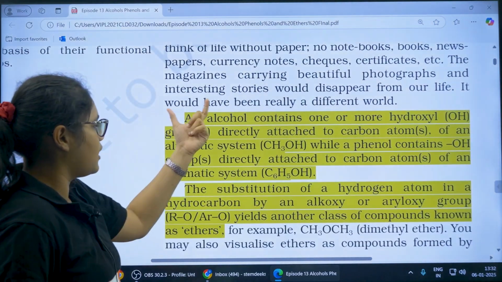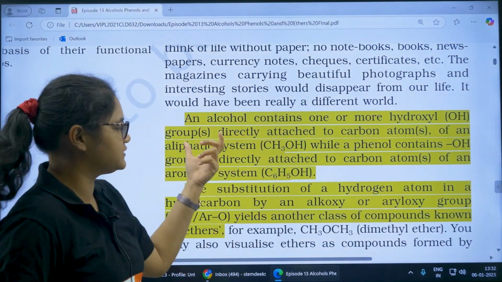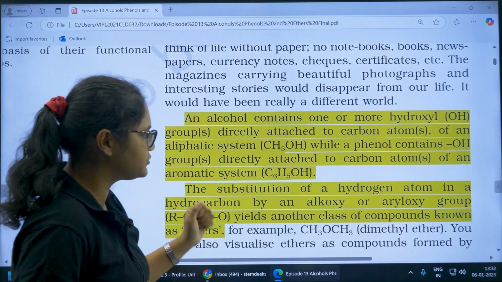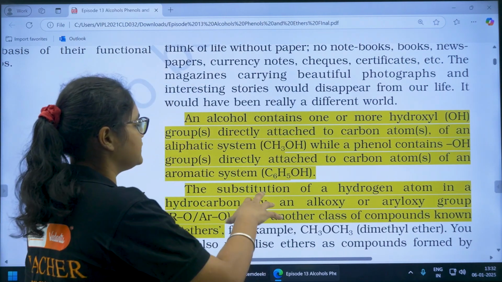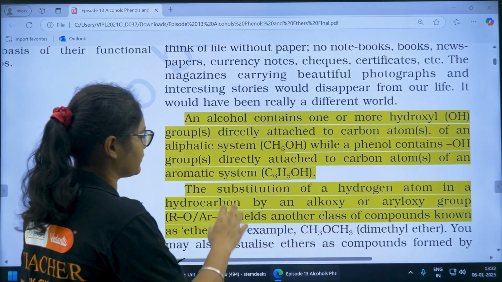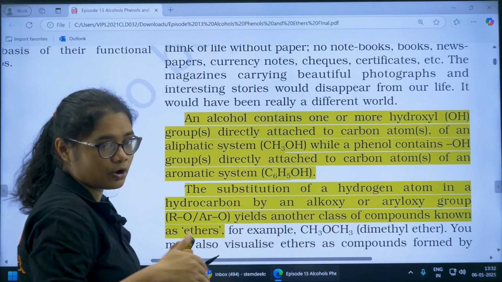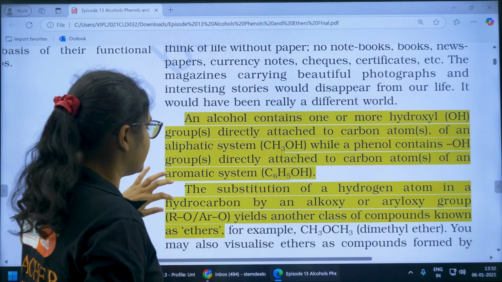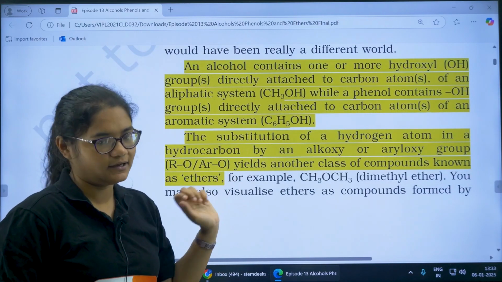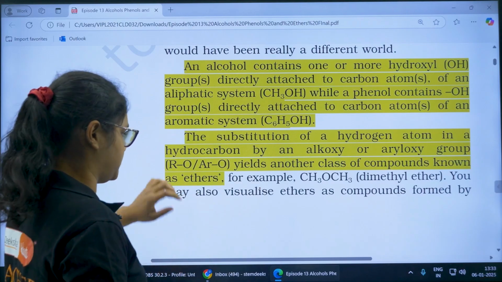Okay, next, what is an alcohol group? This is just a definition here. In alcohol, the OH group is attached to an sp3 carbon, whereas in aryl alcohol it is attached to an sp2 carbon. Okay, so this is the definition of alcohols and phenols. Next, we have the definition of ethers. Okay, alcohols, phenols and ethers description.